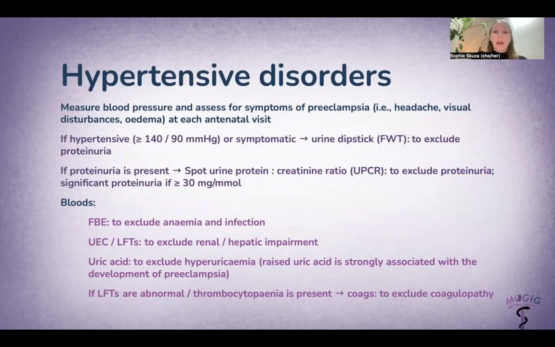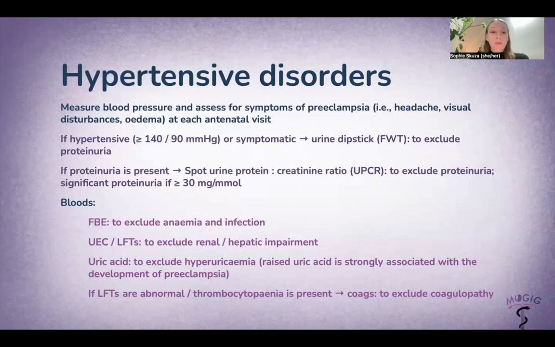In terms of the investigations for hypertensive disorders in pregnancy, it's important to measure blood pressure and assess for symptoms of preeclampsia, so headache, visual disturbances, and edema at each antenatal visit. If we find that the pregnant patient's blood pressure is above 140/90 or they're symptomatic, we should perform a urine dipstick to exclude proteinuria. And if we note that proteinuria is present, we should perform a spot urine protein to creatinine ratio, or UPCR. And in this case, if we have significant proteinuria, so above 30 milligrams per millimole, that's suggestive of preeclampsia.